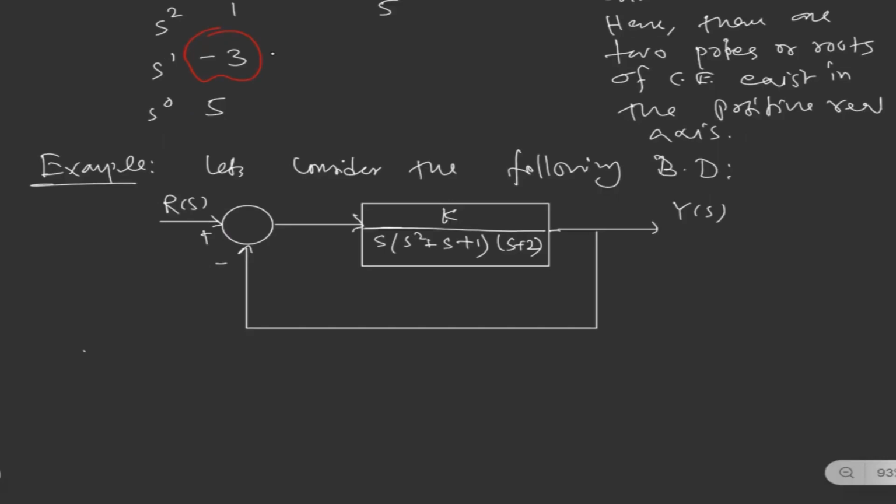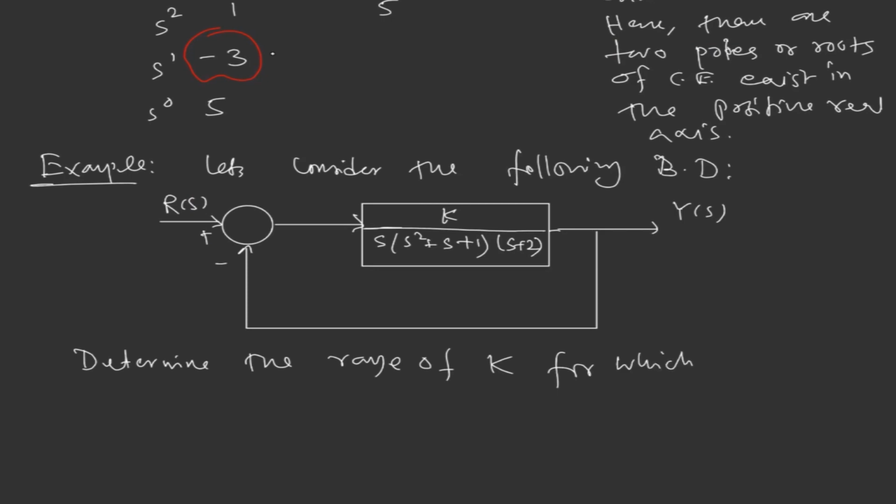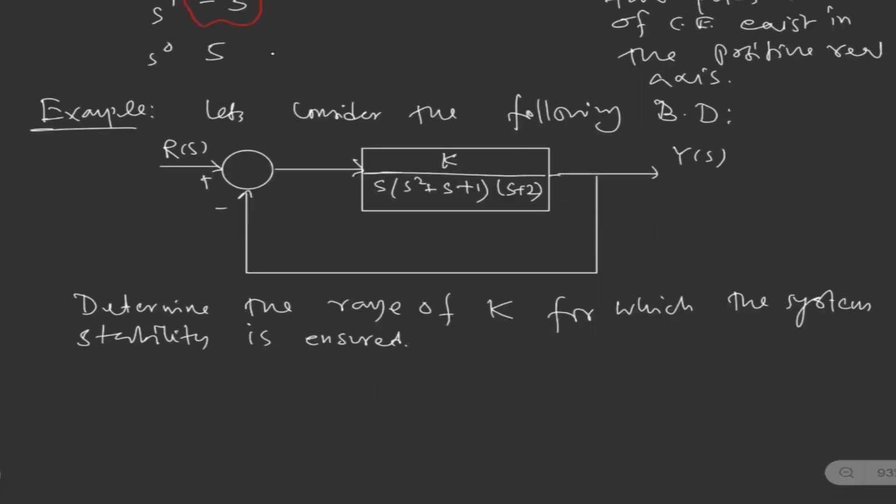So here the question is to determine the range of k for which the system stability is ensured. So it means we have to find the Routh array, and we will check the first column, and based on which we will find the value of k for which all the terms in the first column will be positive.